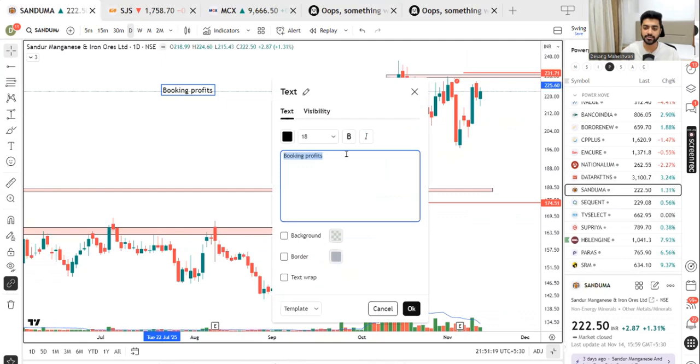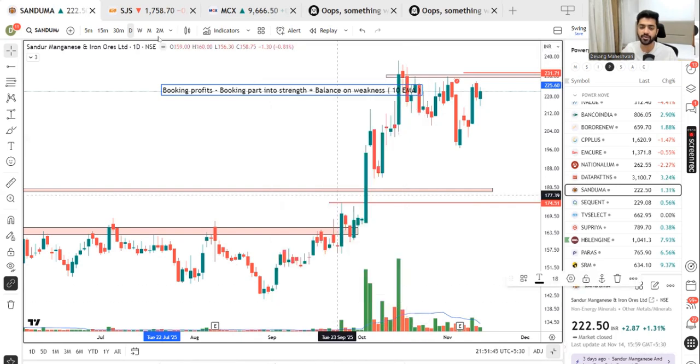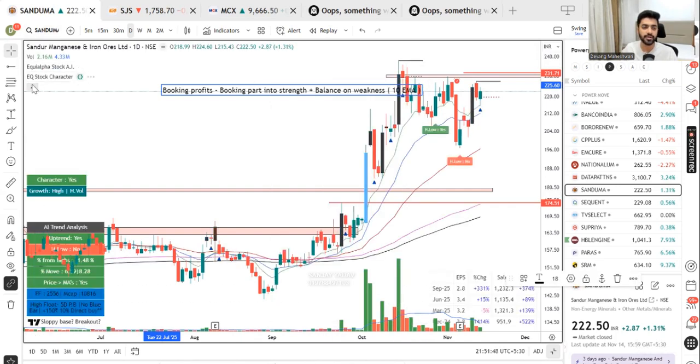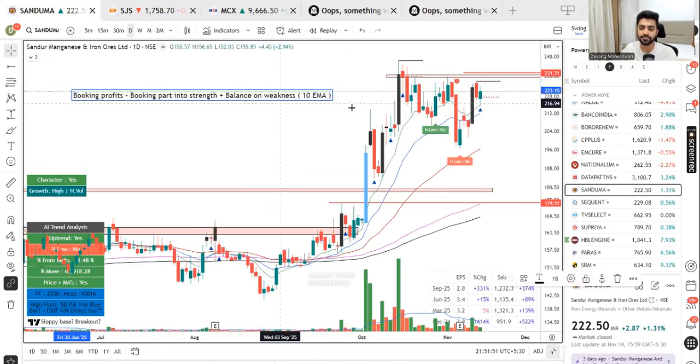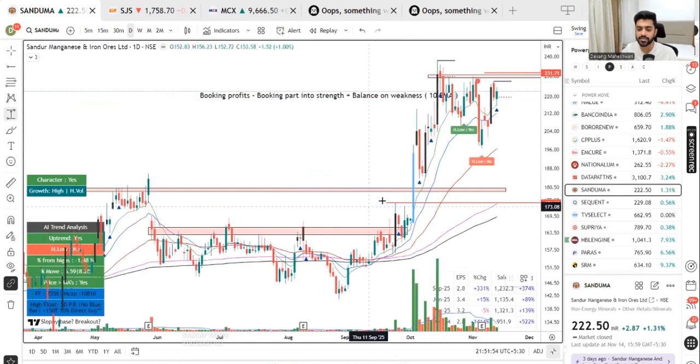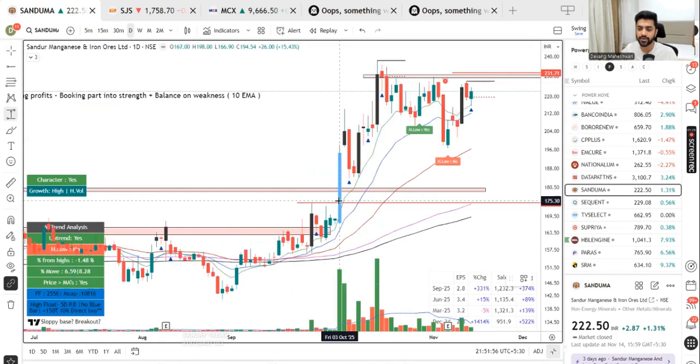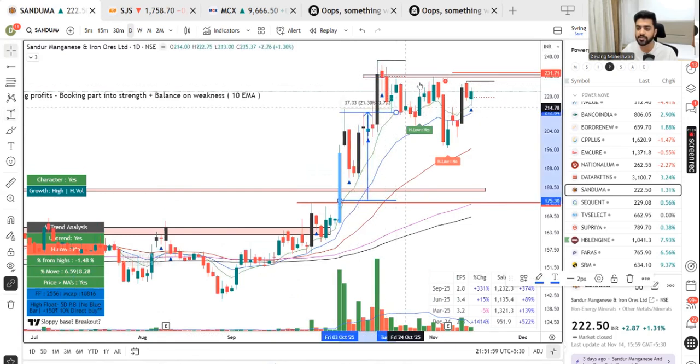It is done in two parts. First one is booking part into strength, plus the balance on weakness. Weakness is when the stock breaks the 10 EMA. Breaking the 10 EMA is the final exit. That simply means that the short-term trend which we were betting on is now over. Okay, that's the final exit. Let's say in this example, this is somewhere the entry, and the 10 EMA is the final exit.